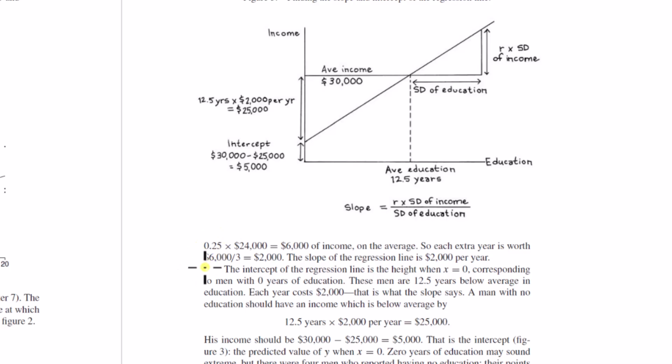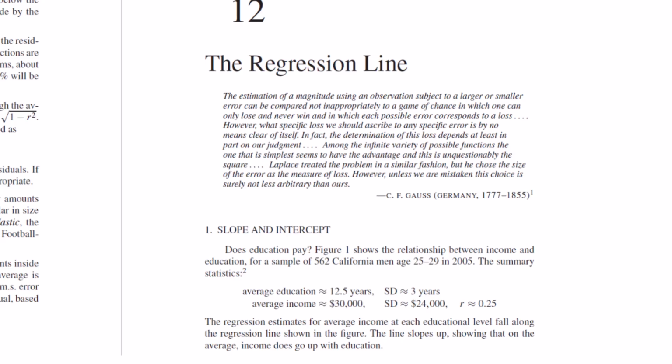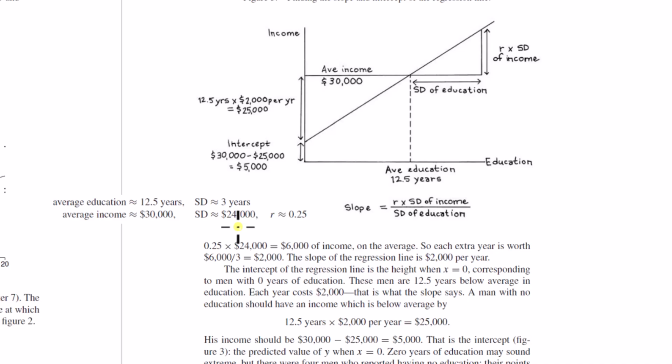Let's come back here. So here are the statistics on the scatter plot. Okay, so an extra 3 years of, okay, I see what they did, because an extra 3 years of education is 1 standard deviation. So now you're going to go another 1 standard deviation in the y, but you don't do that. You multiply by 0.25, so it's $6,000 of income on the average. So that's the slope, right?